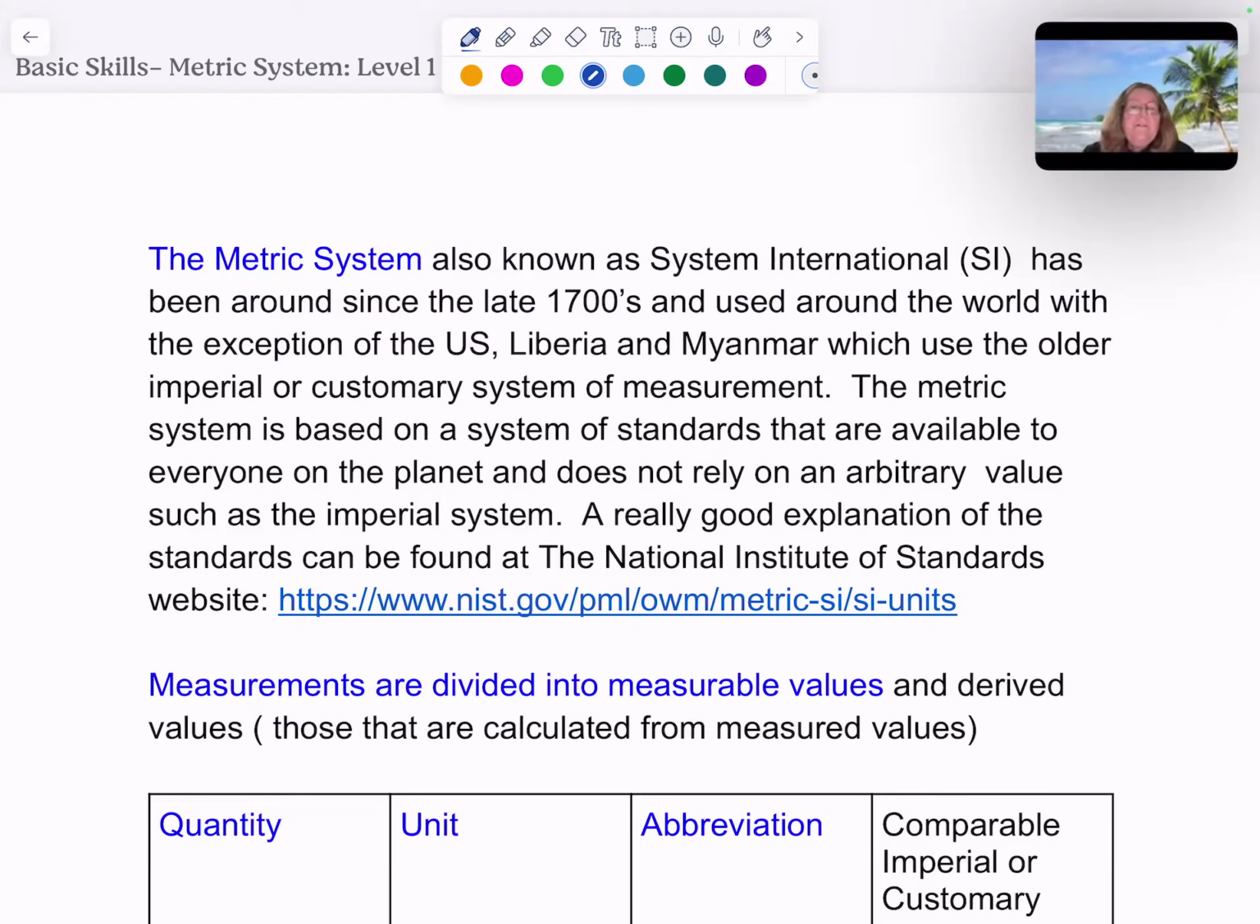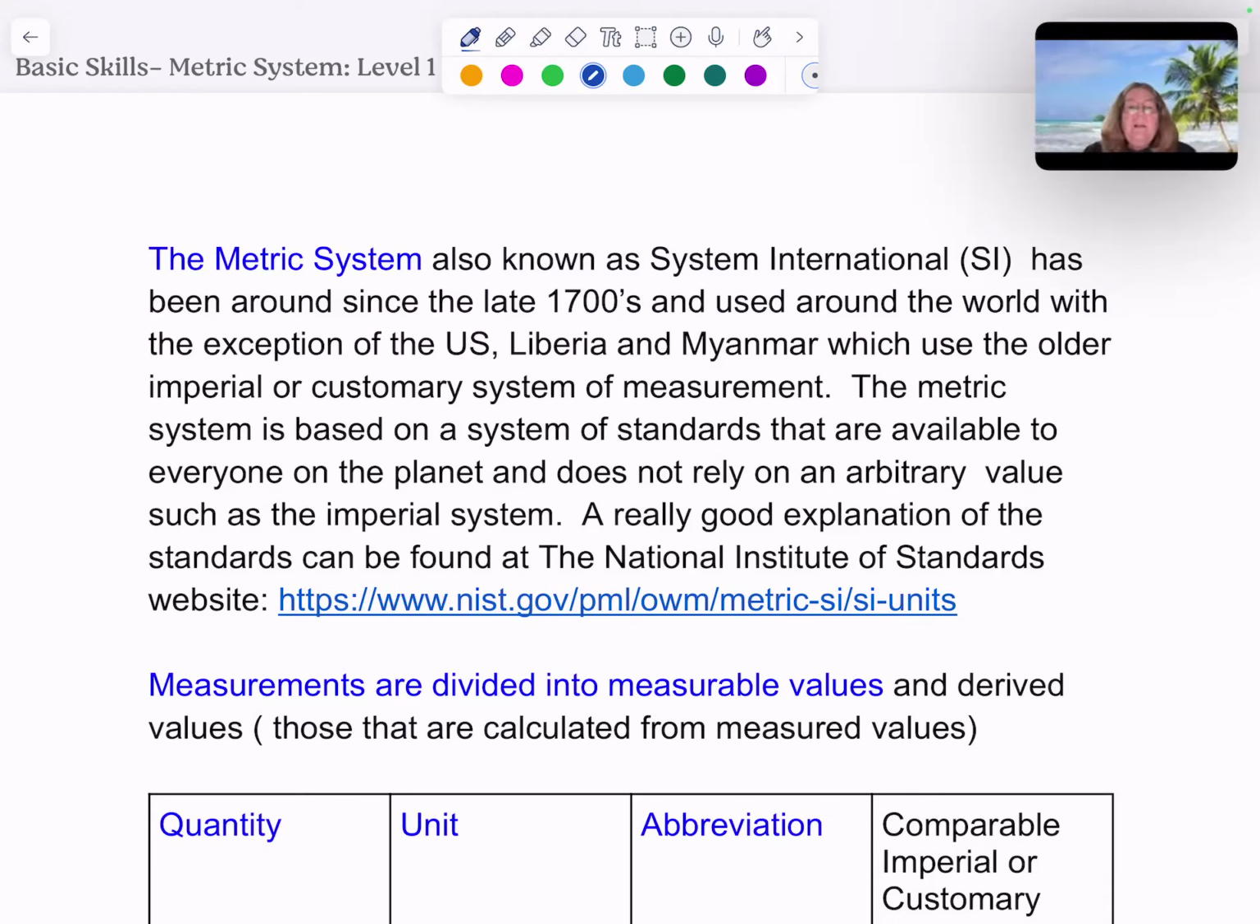The metric system is based on a system of standards that are available to everyone on the planet and does not rely on an arbitrary value such as the imperial system. You may have heard that the inch was based on the width of a king's thumb, the foot, his foot. The metric system is based on standards that everybody on the planet has access to, like the boiling point of water being 100.